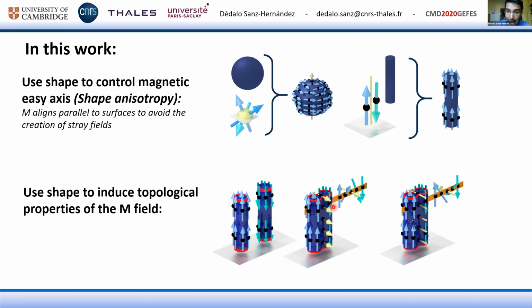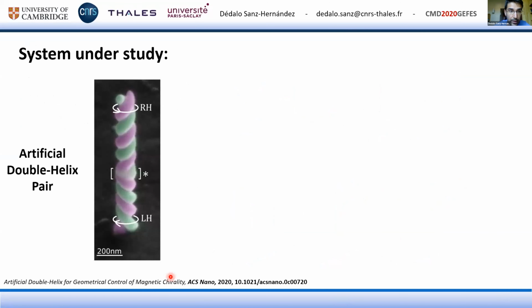And this domain wall can have an associated chirality, which is the direction in which the magnetization rotates as you go from one arm to another. And this chirality can be right-handed or left-handed. I show the two cases here on the right. So with all of these ingredients, what we do is we study the system that I show here on the left. So basically it's a pair of double helices. And critically, what we do is we change the chirality of the helix at the bottom and the helix at the top. So basically, we can not only control the shape anisotropy, but also we add an extra degree of freedom, which is the chirality.